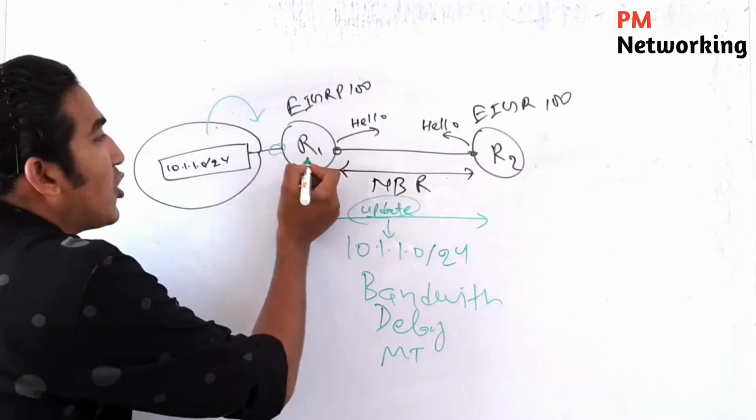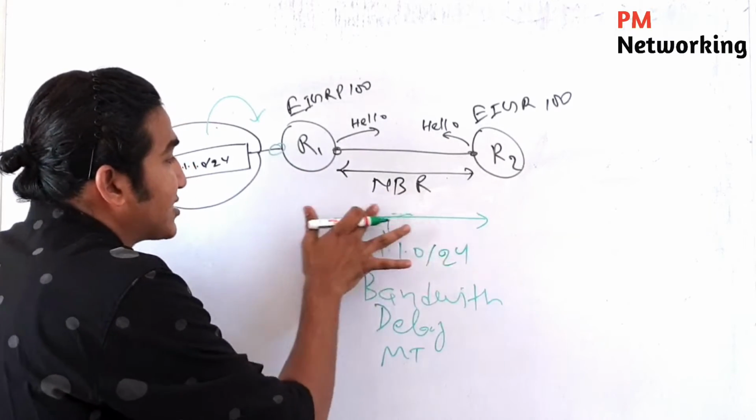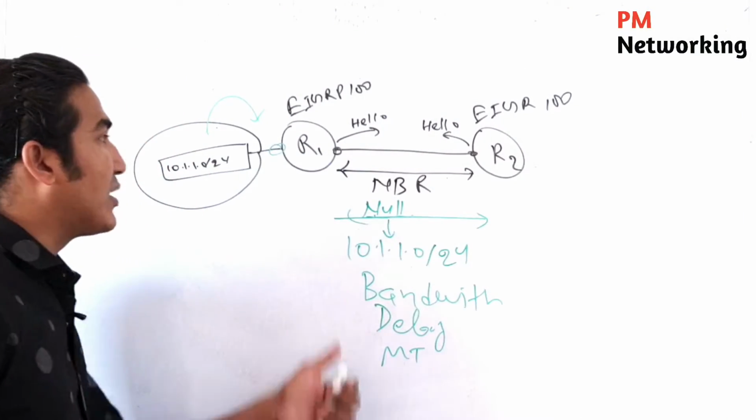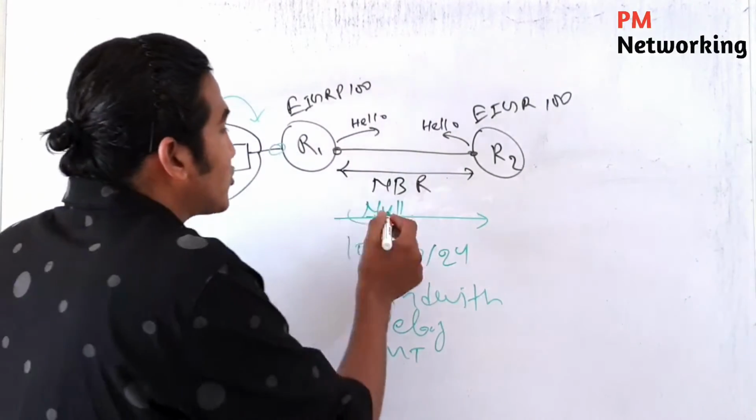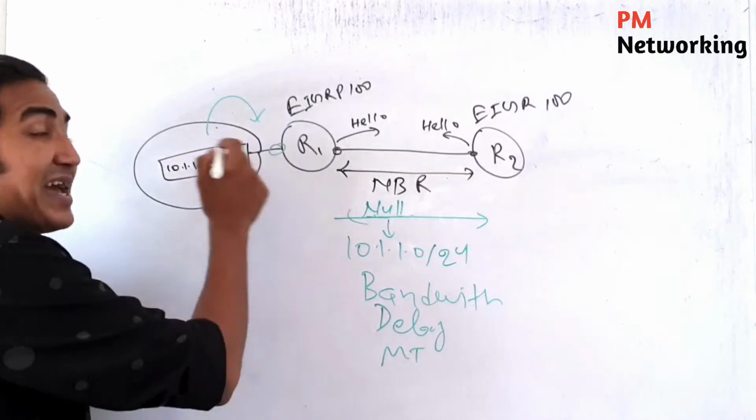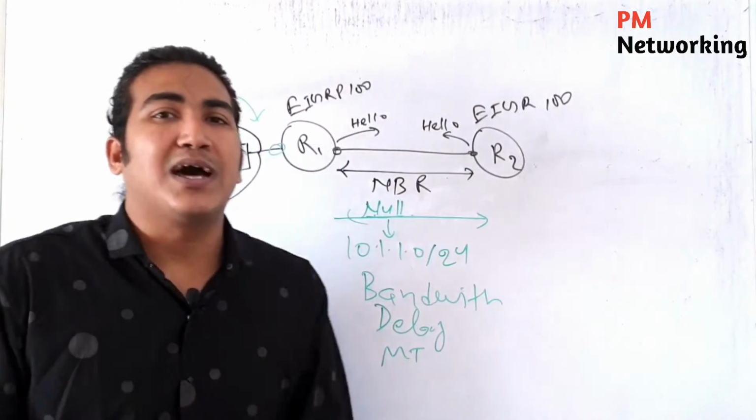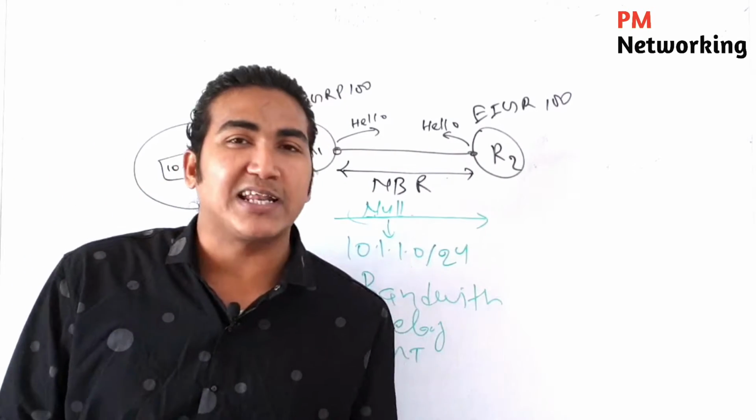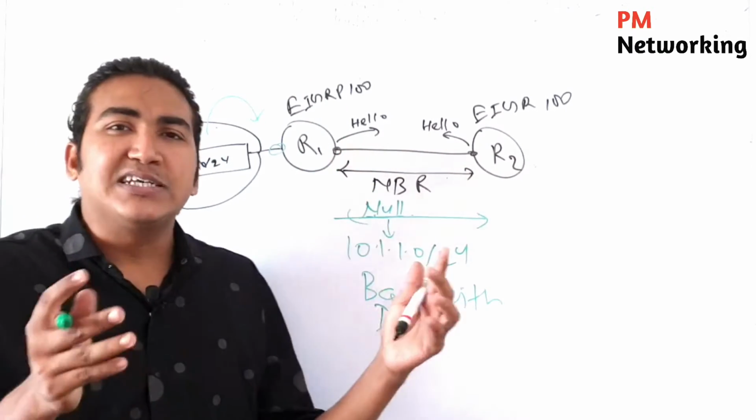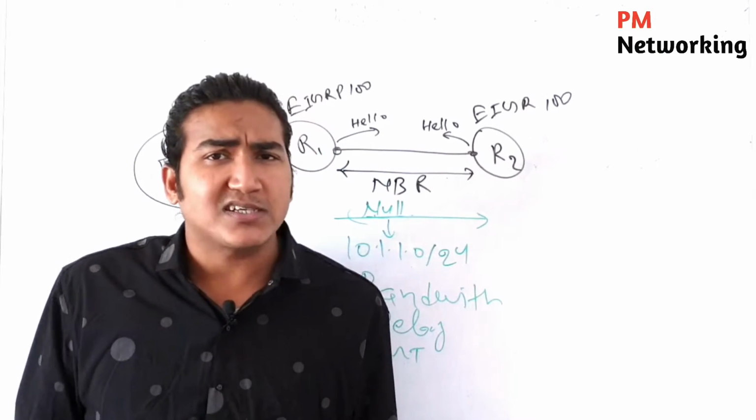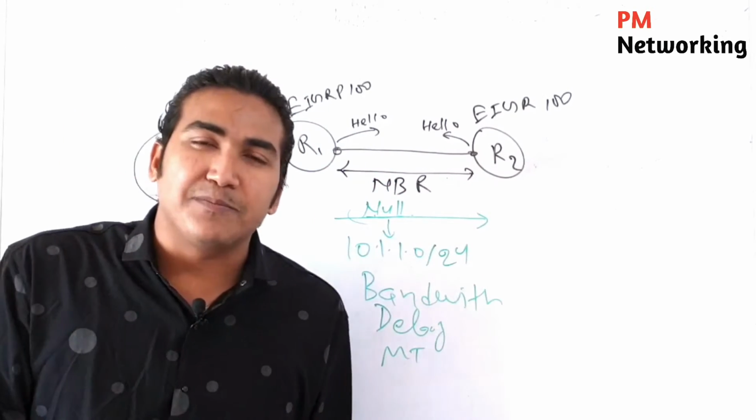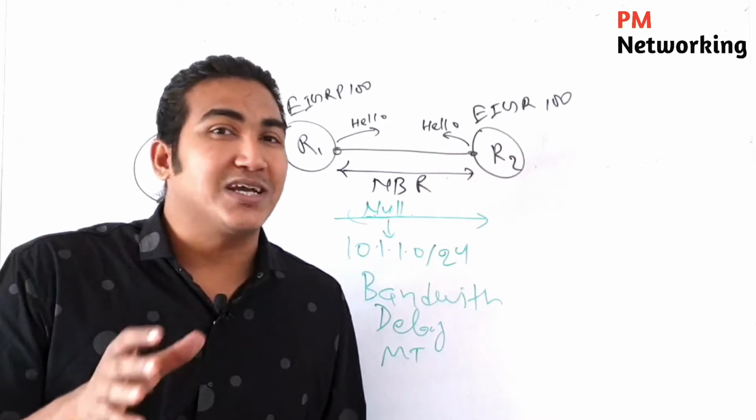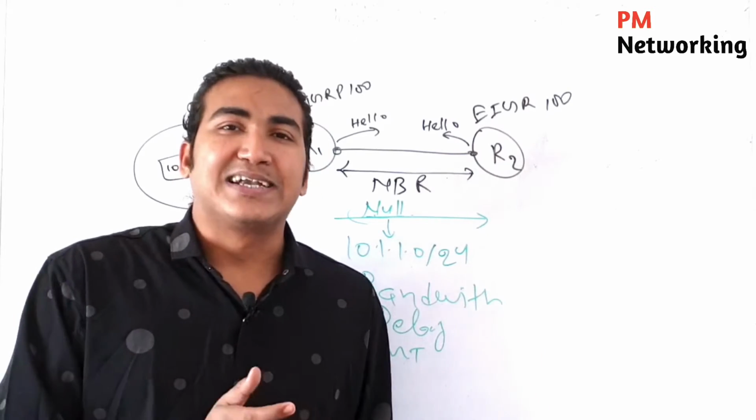But this router will send one null update first. There are two types of update: the first one is null update and the second one is main update. In null update, there will be no information of any network. What is the use of null update? Null update is used to check bidirectional connectivity. Why do we build a TCP connection at layer 4? To check bidirectional connectivity. But EIGRP is a layer 3 protocol, so null update is used to check bidirectional connectivity because there is no TCP connection.